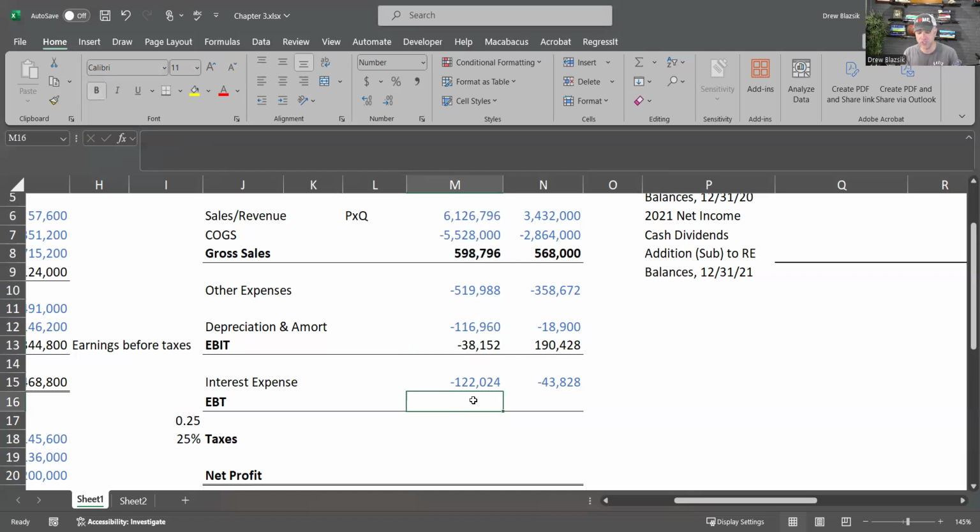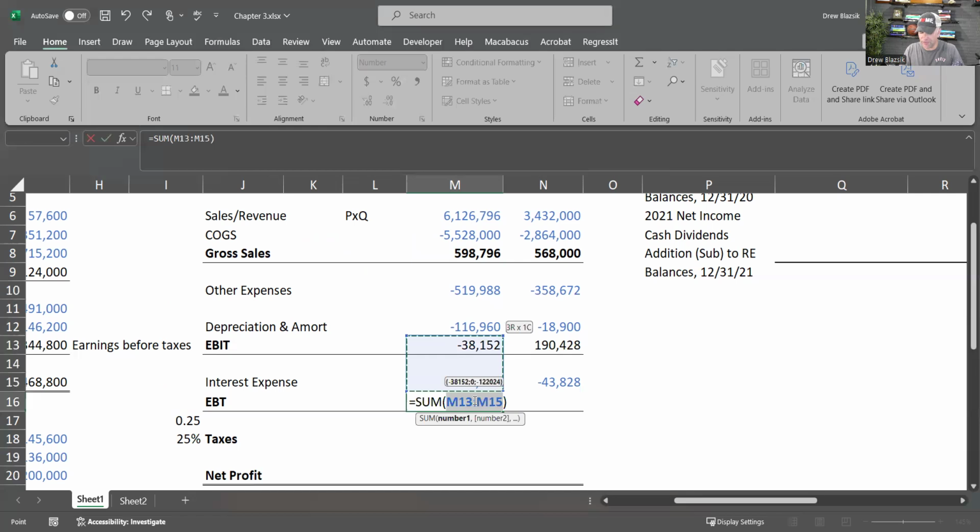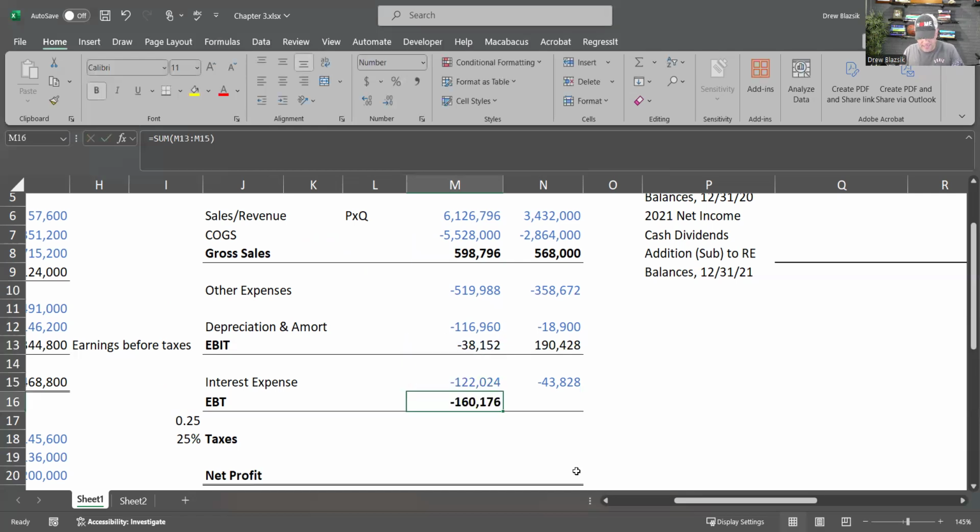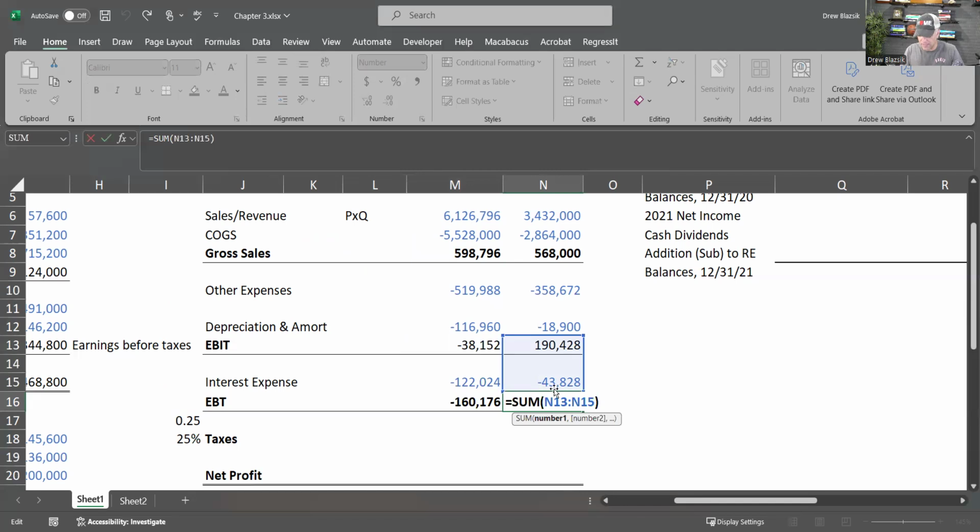Now we want to subtract out interest. So EBT's earnings before taxes, they're all equal. I'm going to highlight that cost. I'm going to hold down shift, highlight the last calculated field. Now we're down 160,000. Shift, Control R. You always could test to make sure it was correct, and it did do it correct.